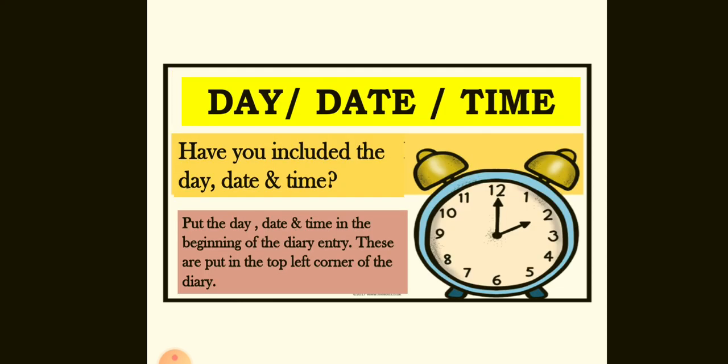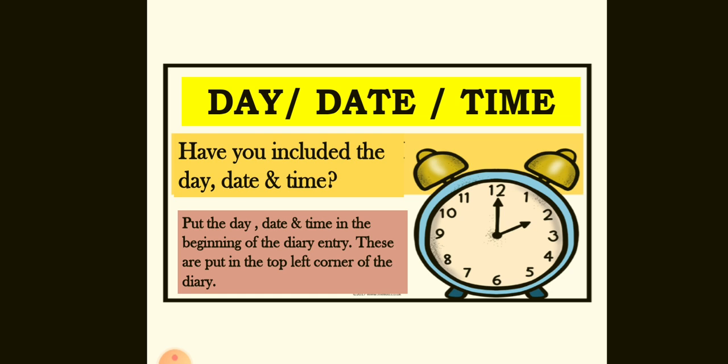So the very first thing that we have to write while starting the diary entry is the day, date and time. The day and date, it is written on the very first line when we start the diary entry. And in the next line, after leaving a line space, we are writing the time at which we are writing the diary.